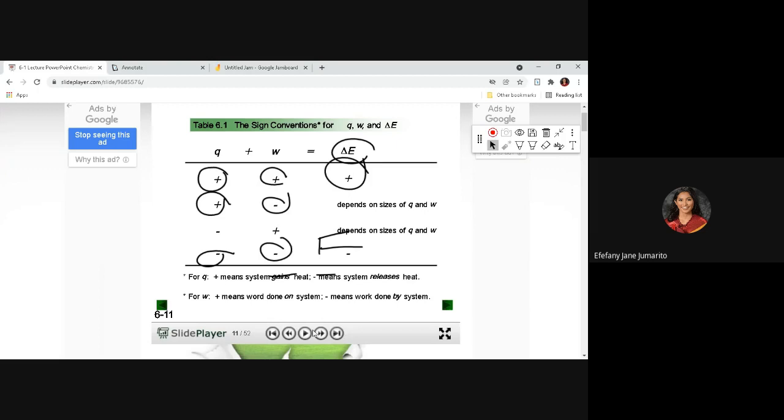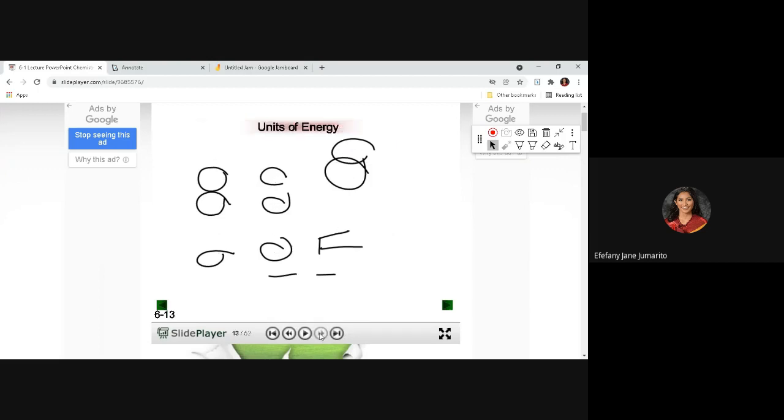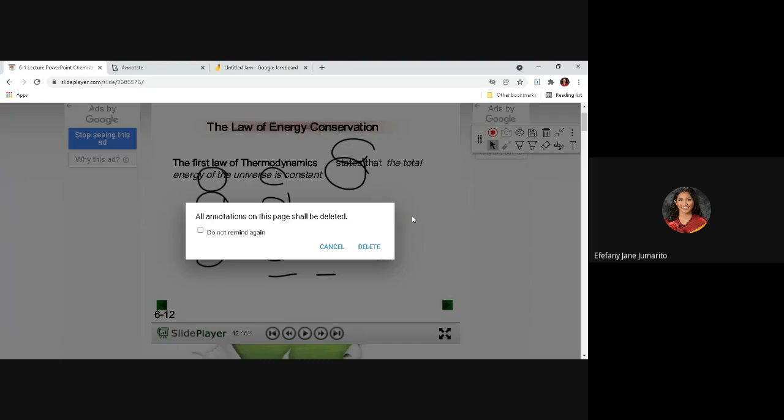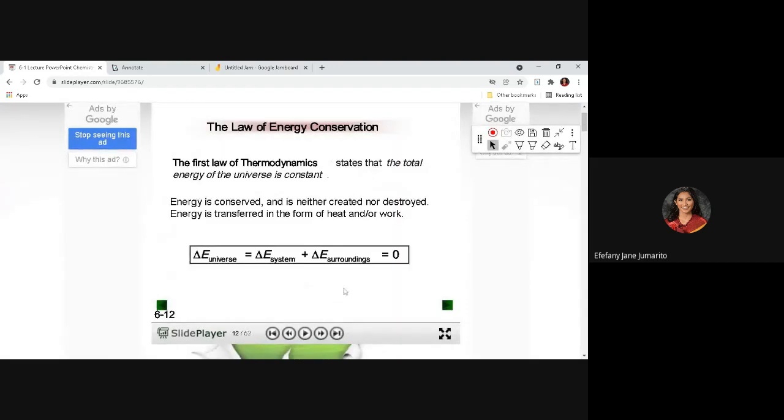Okay, let's solve problems. So we have the first law of thermodynamics, which states that the total energy of the universe is constant. So energy is conserved and is neither created nor destroyed. Energy is transferred in the form of heat or work. Now we have that one. So why is it zero if it is constant?